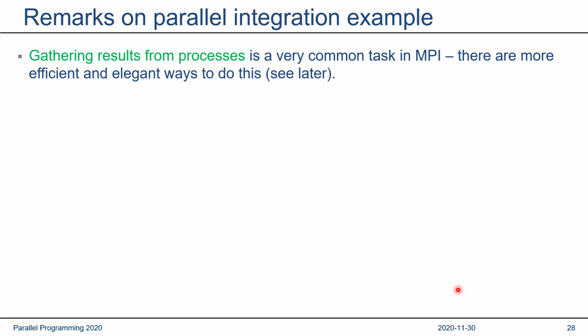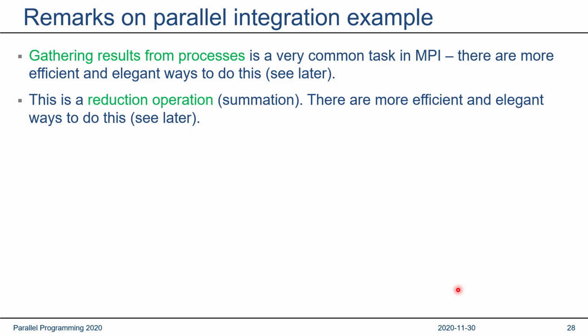First of all, gathering results from a process or from many processes is a very common pattern in MPI, and there are many more efficient and elegant ways to do this. So MPI gives you a lot of infrastructure to gather stuff from other processes. You may have noticed that this is a reduction operation because OpenMP has a very similar thing, and of course MPI offers more efficient and elegant ways to do reductions.